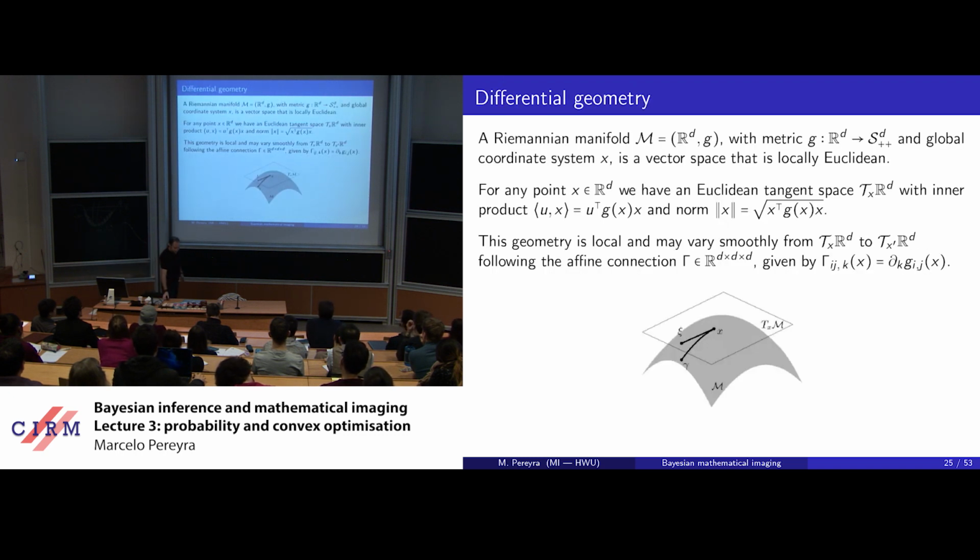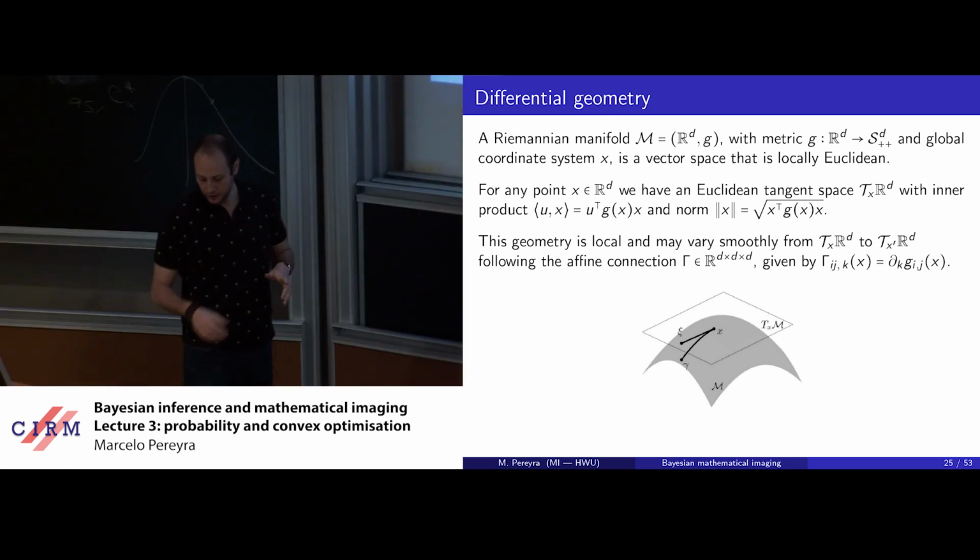So to explain this, I need to introduce a few ideas related to Riemannian geometry. I'll try to keep it at a very intuitive level without going into any complicated definitions. But let's just say that a Riemannian manifold is something that behaves locally like a Euclidean space, but there are a few things that are position dependent.